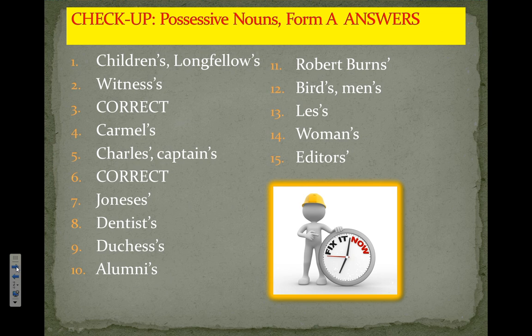Number 1, the children's hour. Remember, children is plural, but it doesn't end in S. So we are going to add apostrophe S. Longfellow, those are his poems. So we put an apostrophe S.